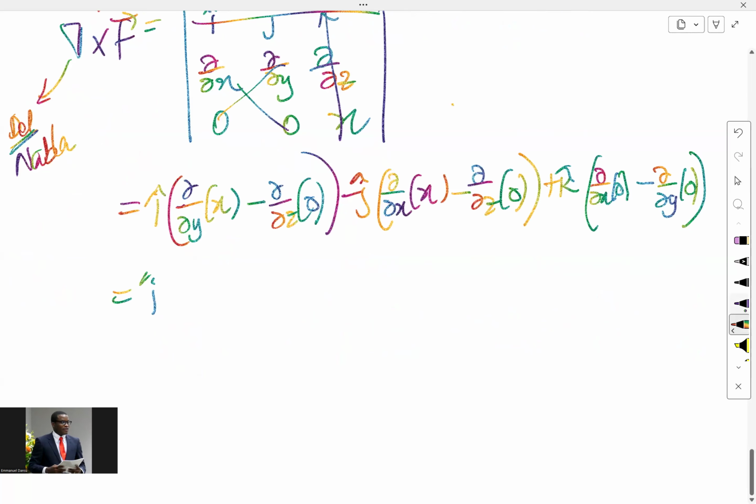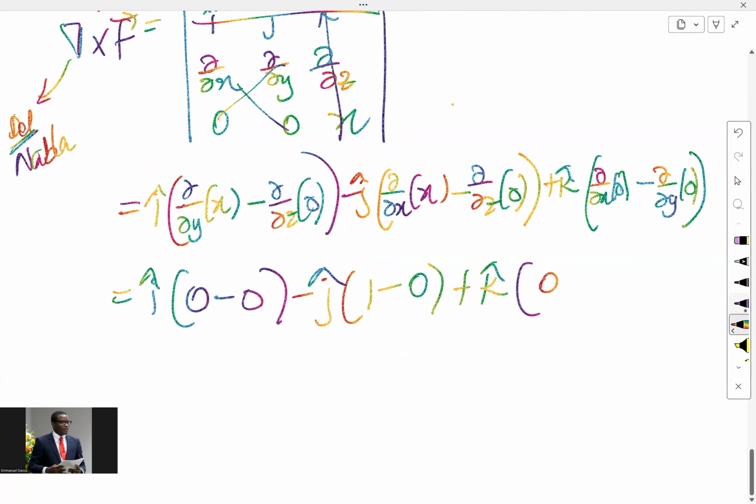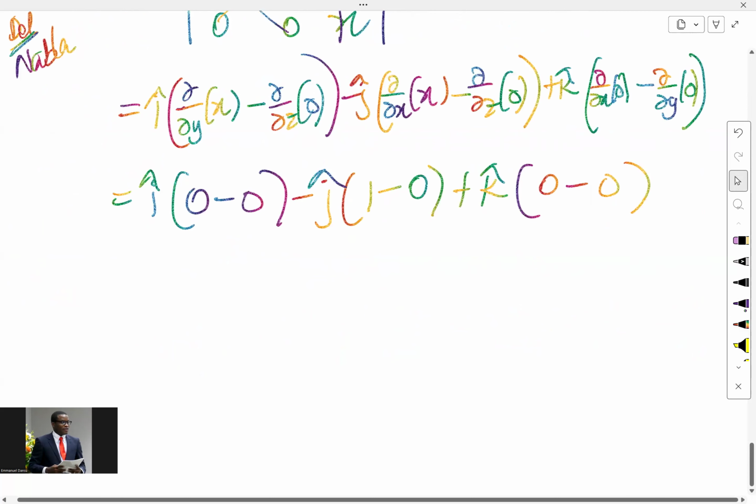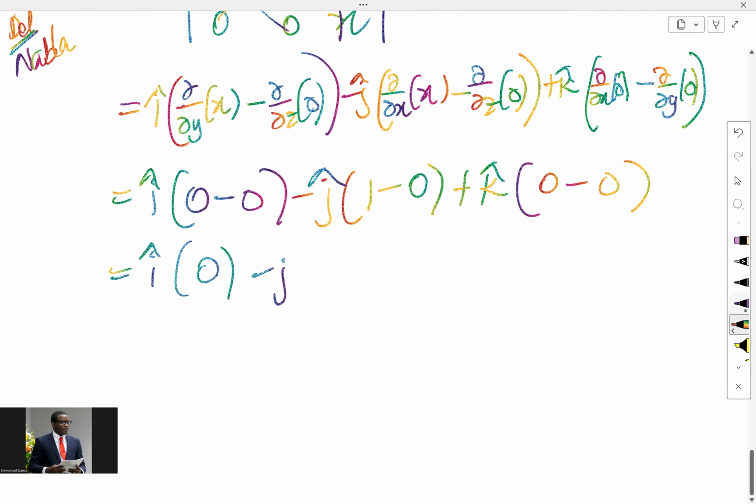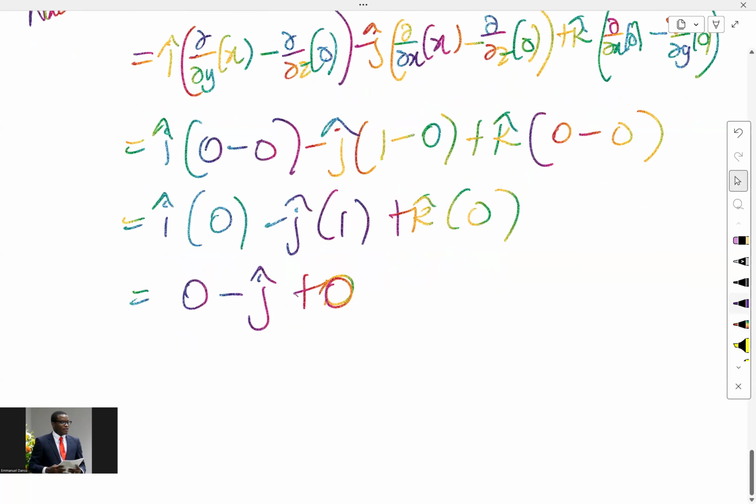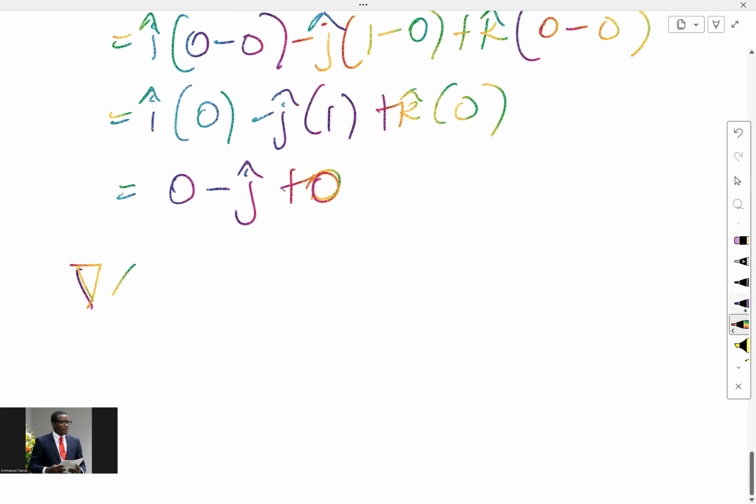So this is i into d/dy of x, which is 0, d/dz of 0 is 0 also, minus j into d/dx of x, which is actually 1. That's differentiating x with respect to x. Then d/dz of 0 is also 0, plus k into 0 minus 0 also. So at the end of the day, we just have i into 0 minus j into 1 plus k into 0. So that means you have 0 minus j plus 0 also. So at the end of the day, you have curl cross F to be minus j. Okay, so that's all we have for that.